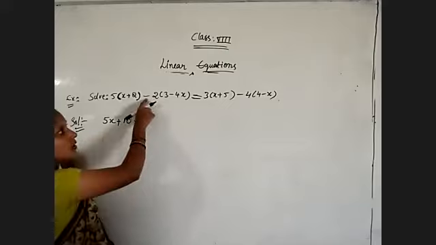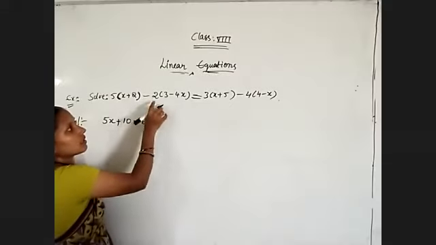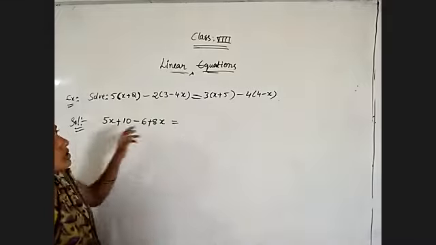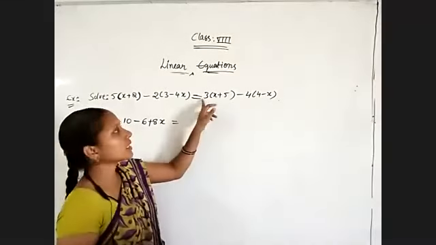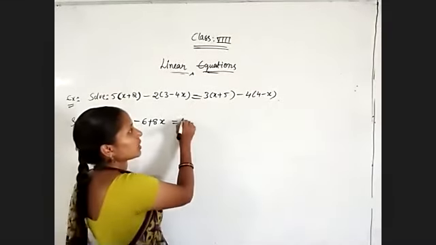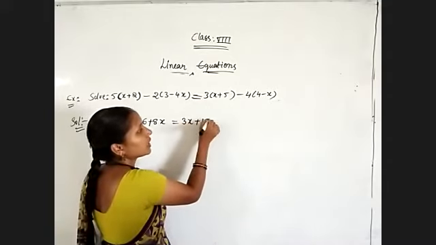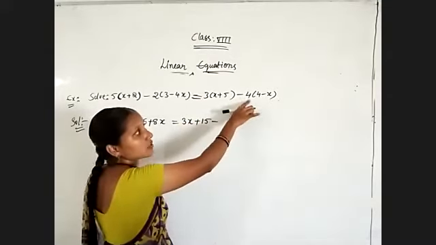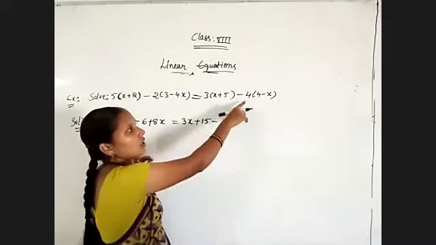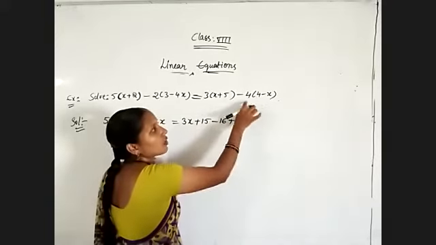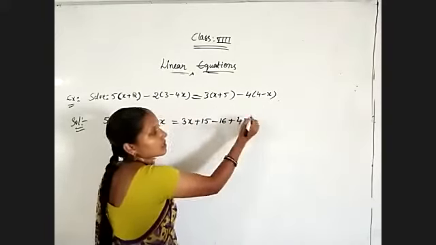Now, minus into minus plus, 2 fours are 8x is equal to. So here again plus value only, with 3 we need to multiply. So 3 into x, 3x, plus 3 fives are 15. Minus, so minus 4 we are multiplying inside. 4 fours are 16, minus into minus plus, 4 into x is 4x.